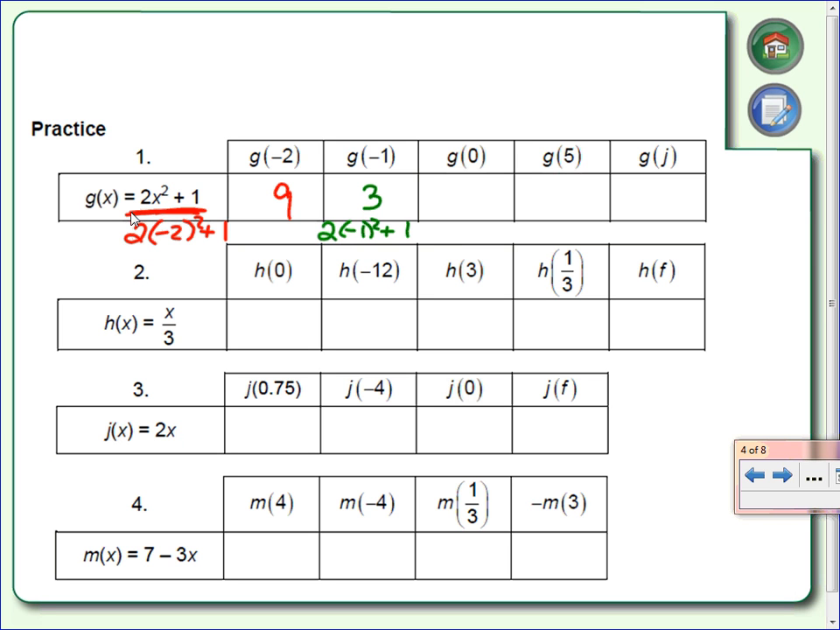So, let me see here. Let's take out the x and replace it with a 0. So we have 2, parentheses 0, parentheses squared, plus 1. Put that in your calculator, see what you get. 1.